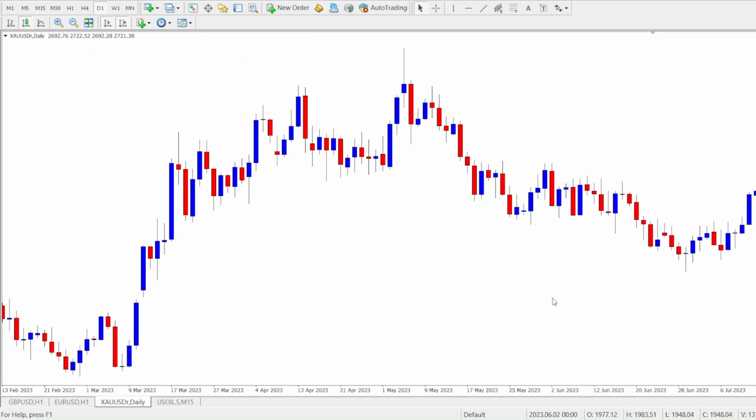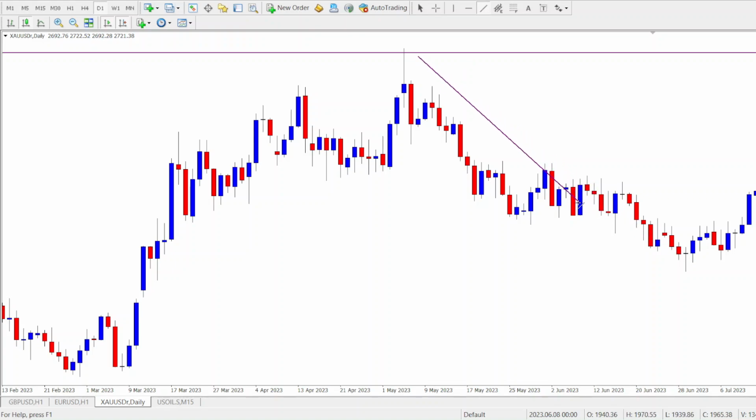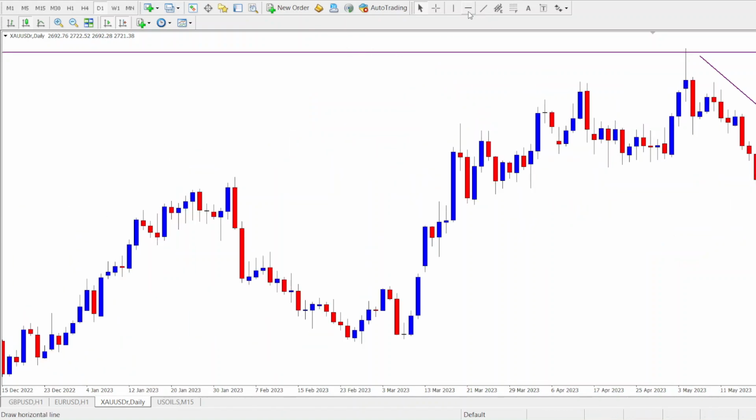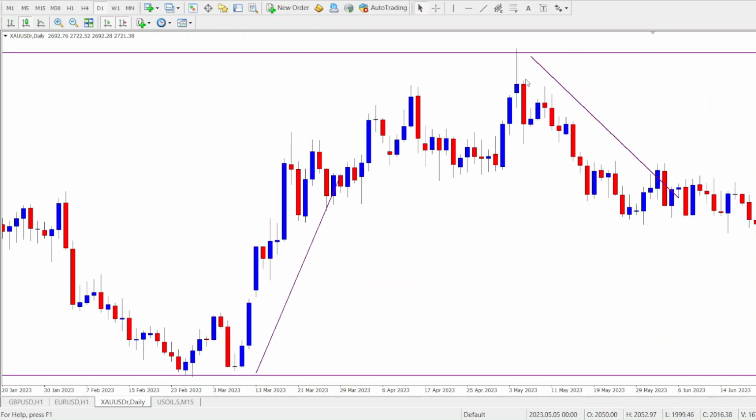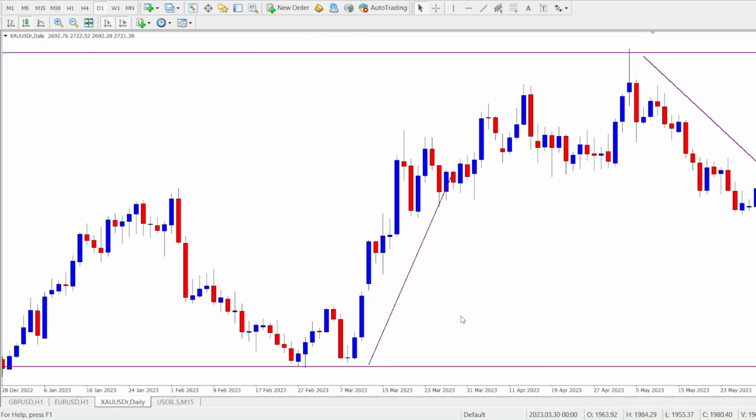So first of all, what are swing highs? Swing highs are peaks that are formed when price reaches a high point followed by a decline, as we can see here. Price reached a high point followed by a decline. On the other hand, swing lows are formed when price hits a low point followed by a rise. So we have a swing high here, we have a swing low here.